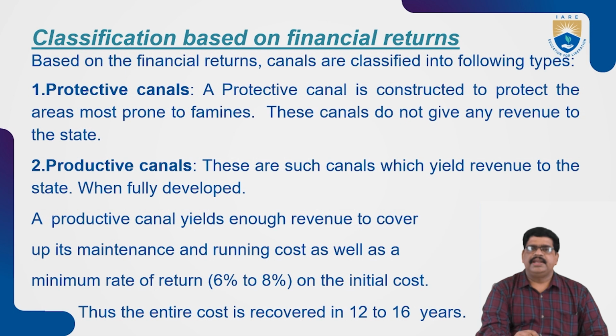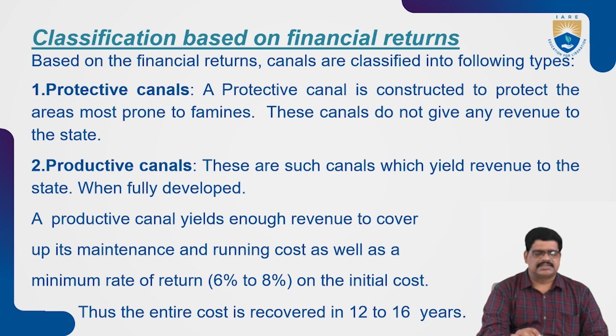Next, classification by financial returns. Here, financial return means the classification into productive and unproductive canals. What is an unproductive canal? These canals are constructed in areas mostly to prevent the growth of famines. These canals cannot give any revenue to the state. They are used only for supplying water, so they cannot bring any revenue from these canals to the government.